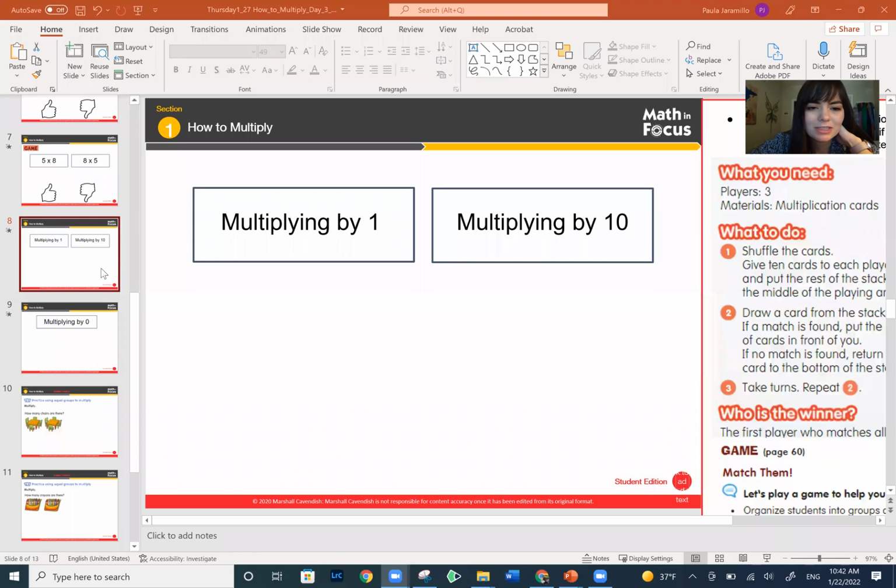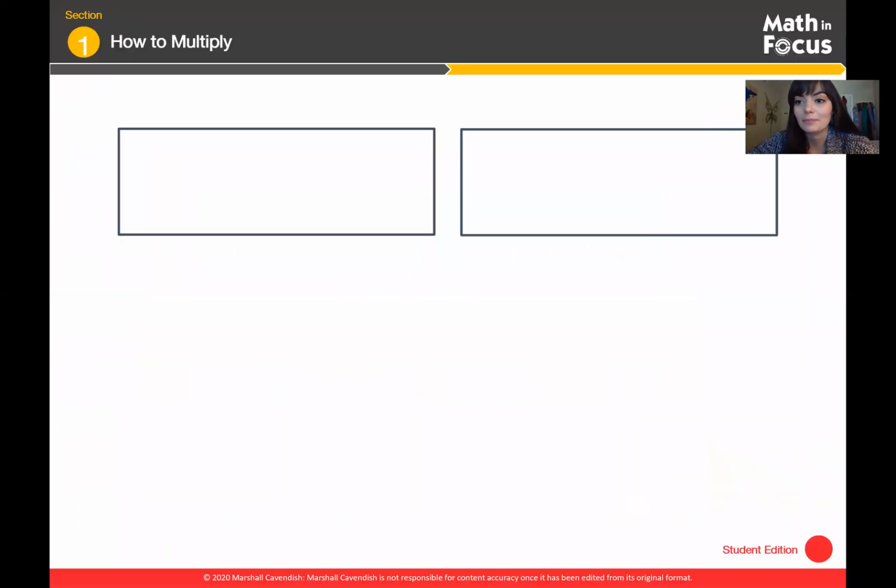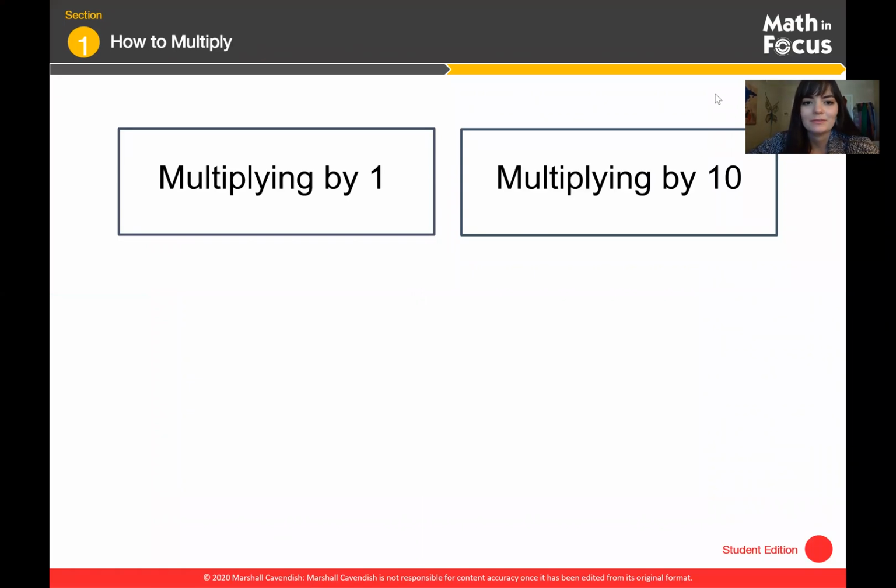Responsabilidad, ¿cierto? Ok, entonces vamos a seguir con multiplicación hoy. Y vamos a repasar unos conceptos muy interesantes. So, the first thing, I'm going to talk about multiplying by 1 and multiplying by 10. Pretty interesting and it's very simple. Always it's going to be the same thing.